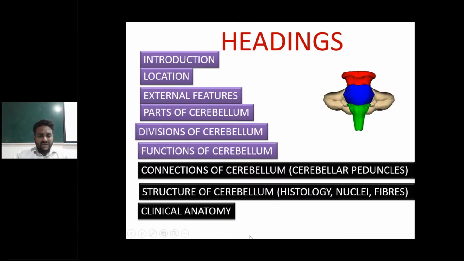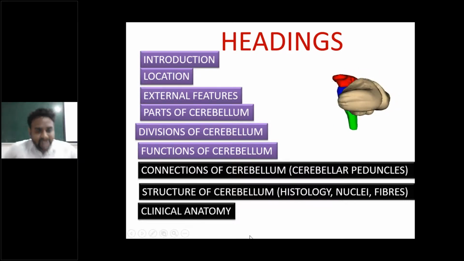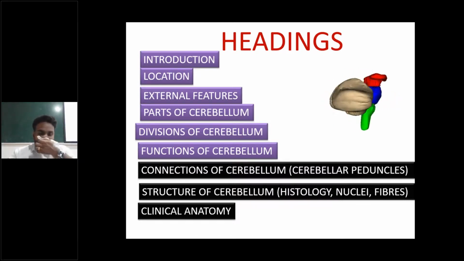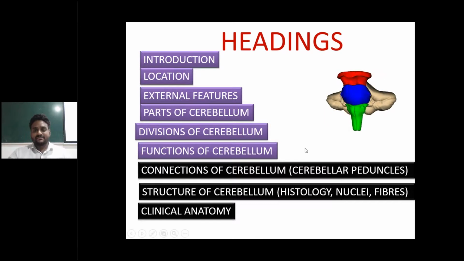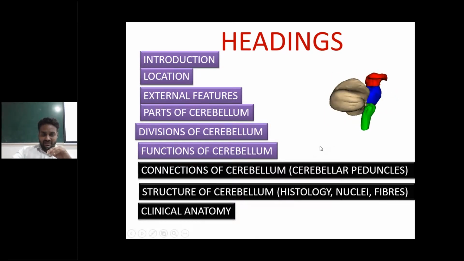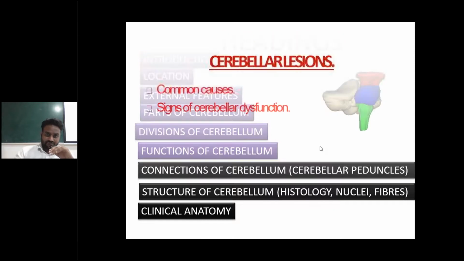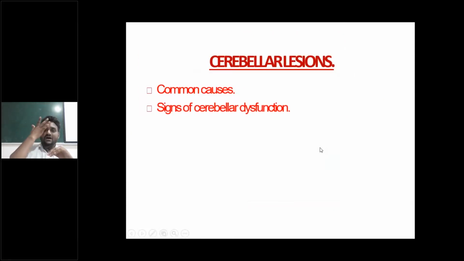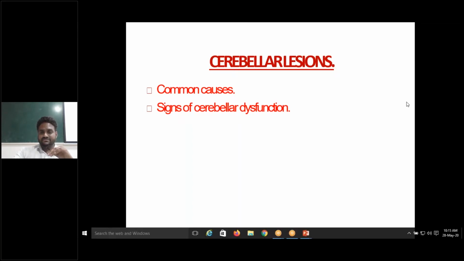Now we move to the last one, the clinical anatomy of the cerebellum. This one is interesting, and the last one, we can complete it quickly. Cerebellar lesions. What are the causes of cerebellar lesions, and what are the dysfunctions of cerebellar lesions? Under these two, we study the cerebellar lesions.